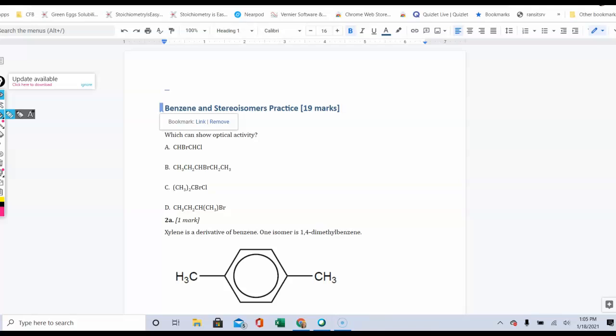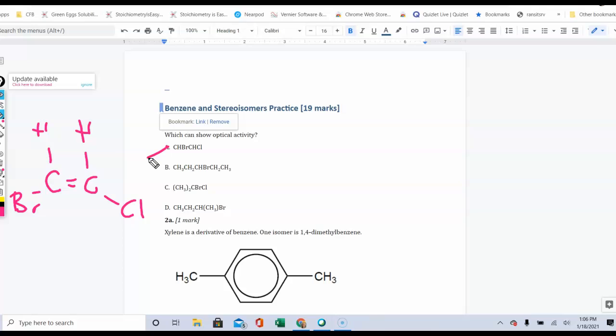Okay, hi everybody. I think that we need to go ahead and take a look at these questions. Which can show optical activity? This is our first question. I really think that what we're going to find here is that we're going to have to draw everything out. So we are looking for the one with a chiral center. So I have a C, H, Br, and then I have a C, H, and a Cl. And that is telling me that I have a double bond there. So A cannot be it. It has to have 4 things bonded to the center.